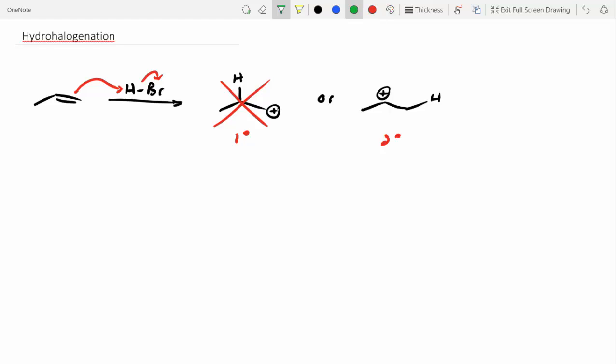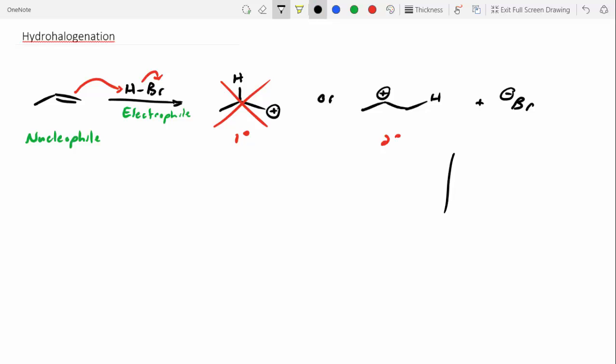So if we think about it, it's very similar to what we've seen before. We've got a nucleophile. And the nucleophile for addition reactions is always going to be a double bond, and it's attacking some sort of electrophile. All right, so we're almost there. The byproduct of this reaction is Br minus.